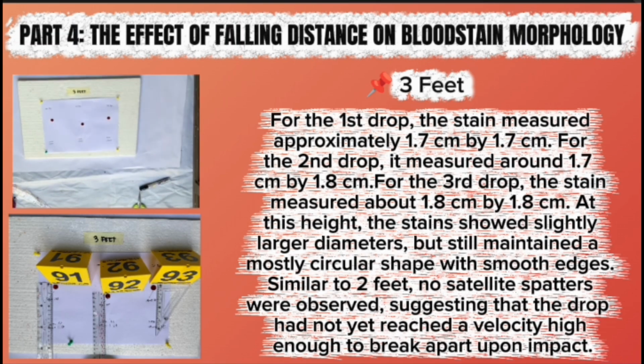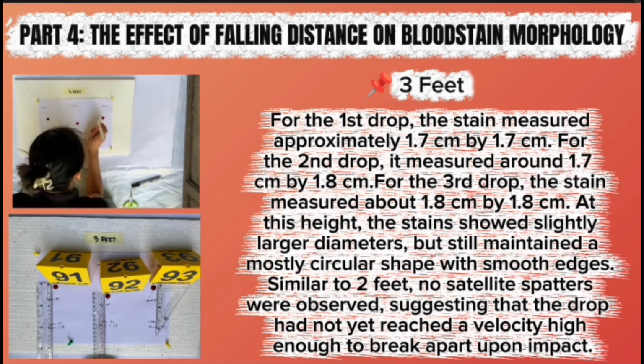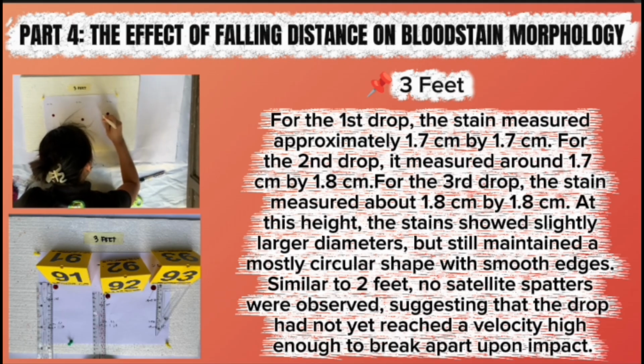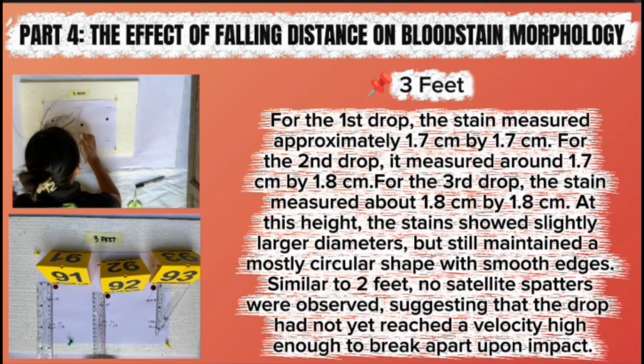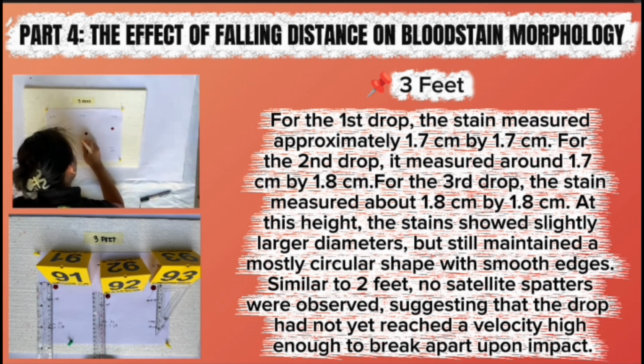At this height, the stain showed slightly larger diameters but still maintained a mostly circular shape. Similar to 2 feet, no satellite patterns were observed, suggesting that the drop had not yet reached a velocity high enough to break apart upon impact.